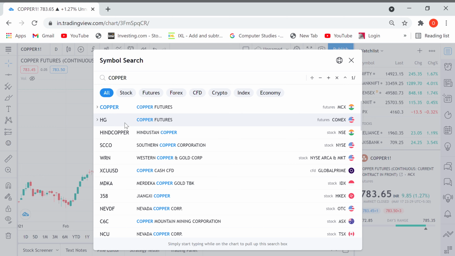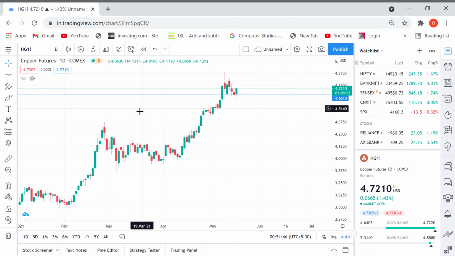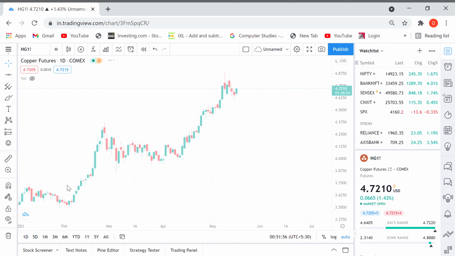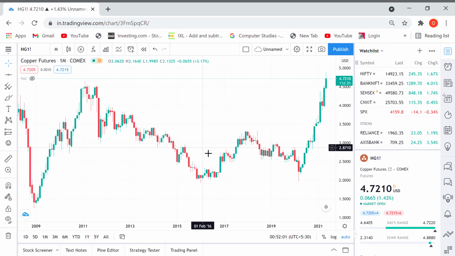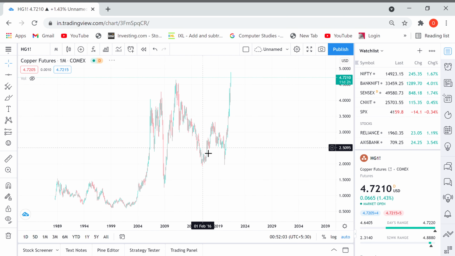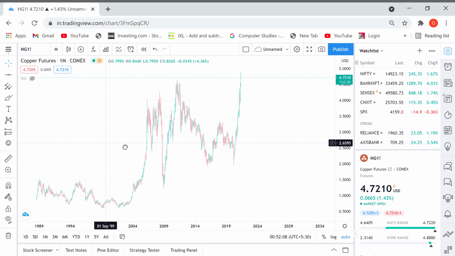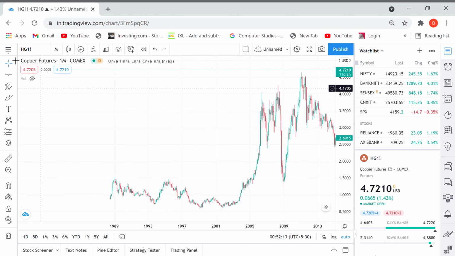Copper futures, I'm going for international futures. Okay, let me clear all the lines which I have drawn earlier, and here I would take you to monthly charts for better understanding. Let's look at a bigger picture, not a smaller picture. Okay, now let's zoom out a little bit because we want to see the bigger picture. Now if you see, again let me mark some important levels in this.